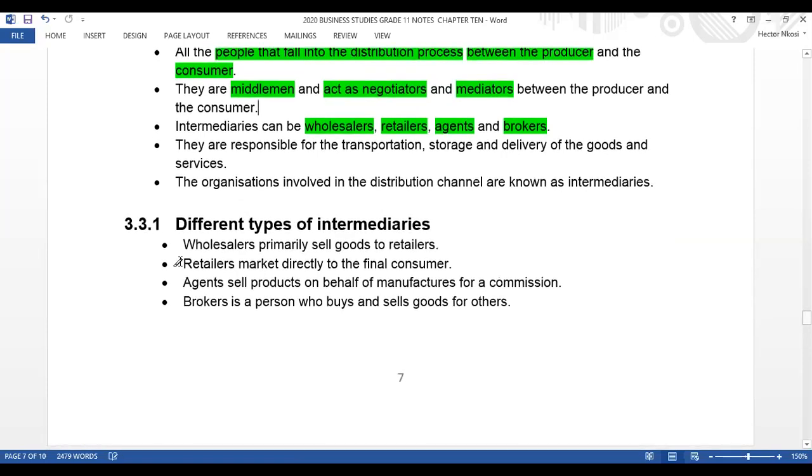Now, let's look at the different types of intermediaries. Wholesalers primarily sell to retailers. Retailers market directly to the final consumer, and the agent sells products on behalf of manufacturers for a commission. A broker is a person who buys and sells goods for others.